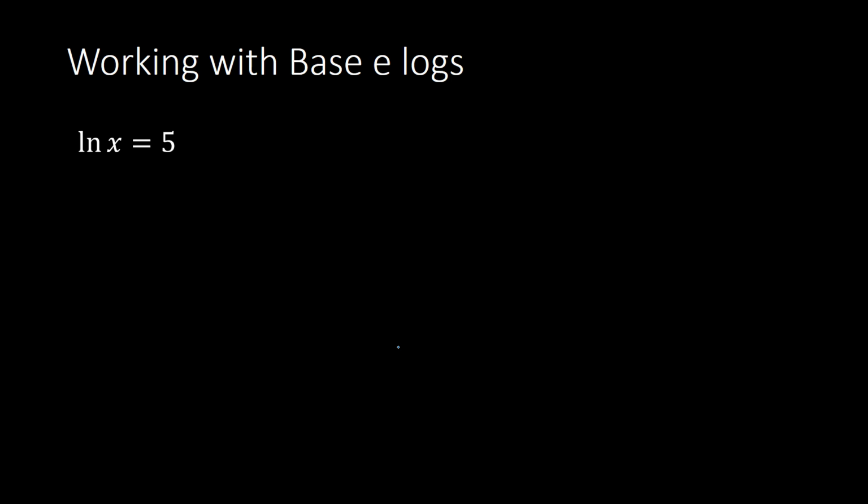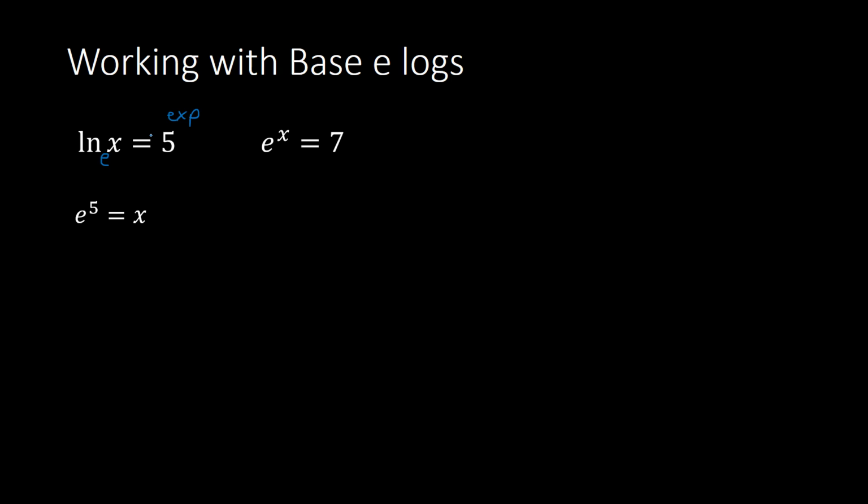So here we see the natural log of x equals 5. And remember, the base is an assumed e. So to write this in exponential form, we do the same thing we did with the base 2, where the base is e, a log is an exponent, so the 5 is your exponent. So we have e to the 5th power equals x.